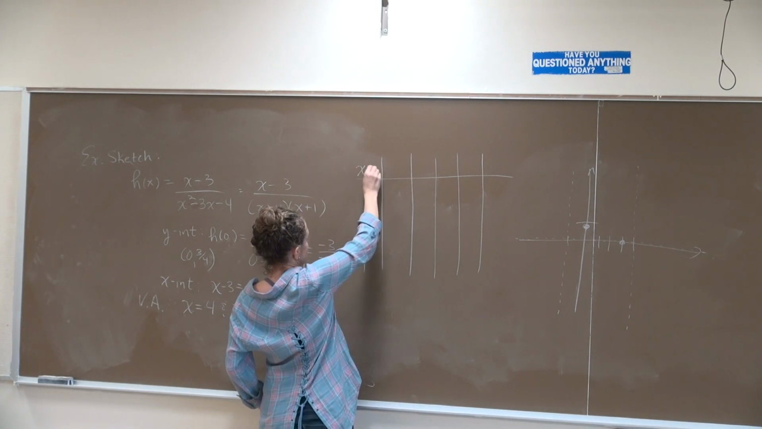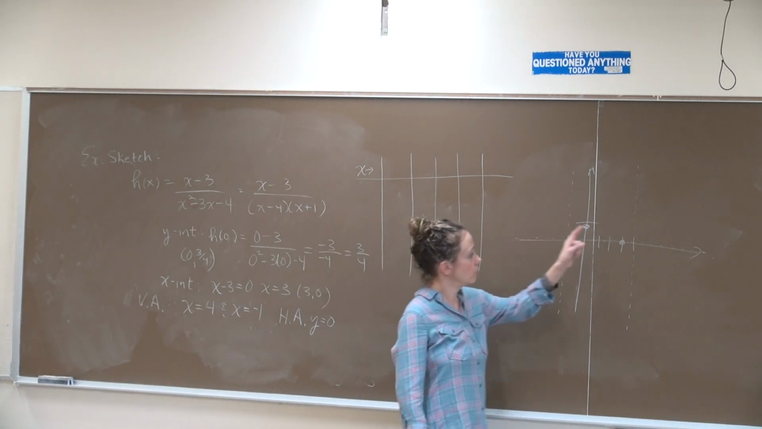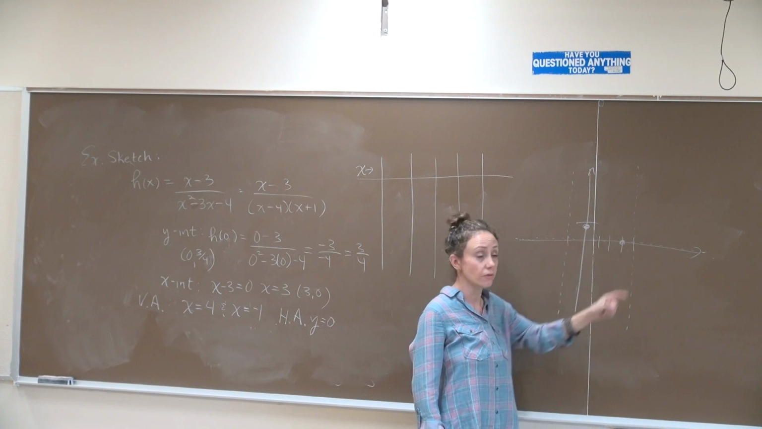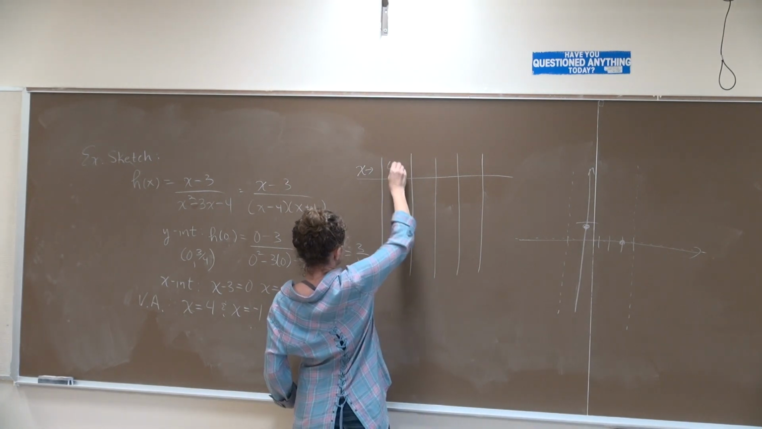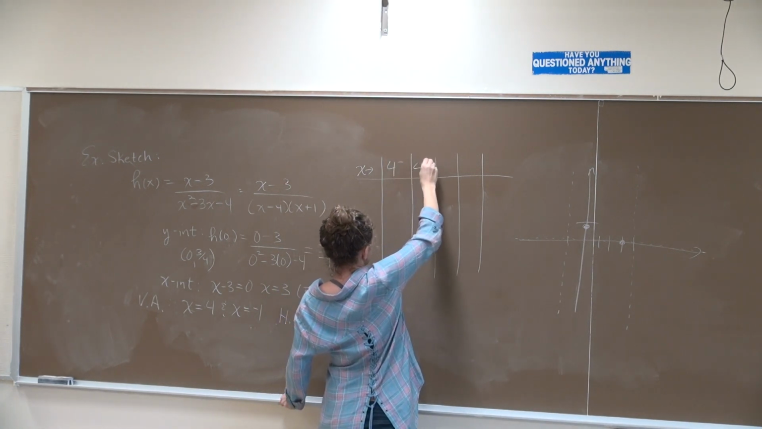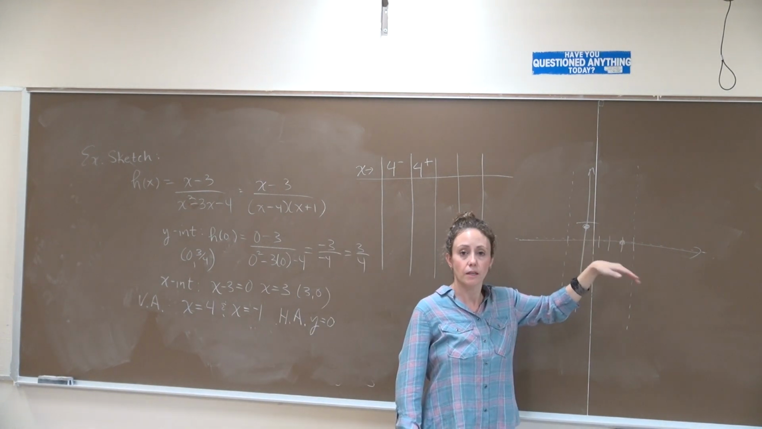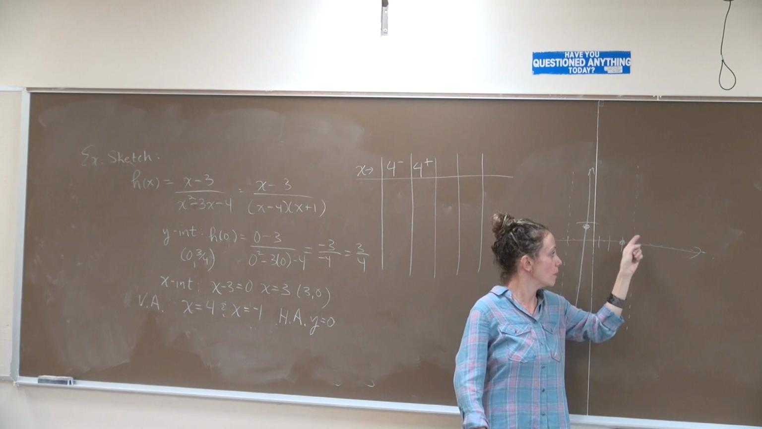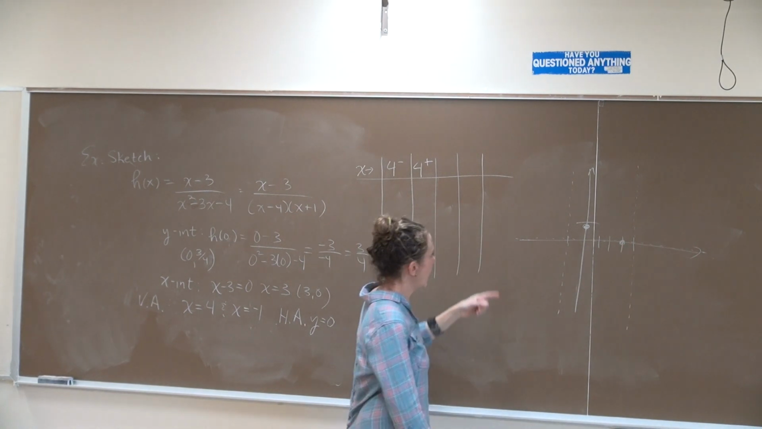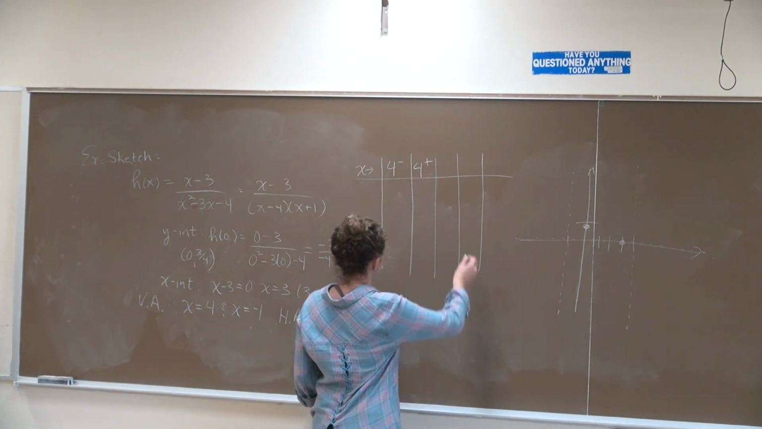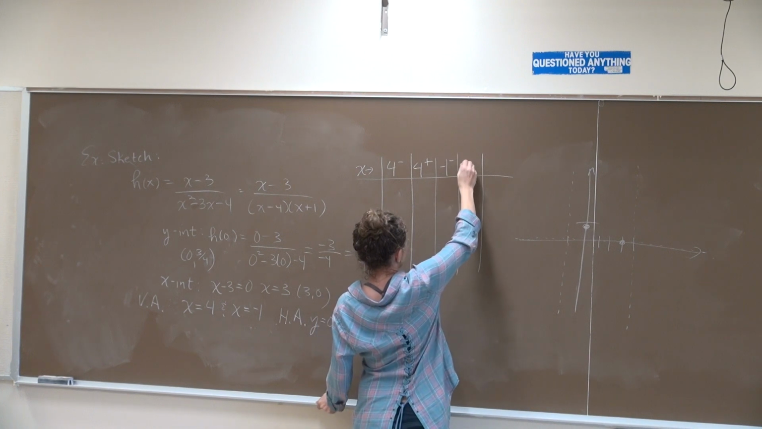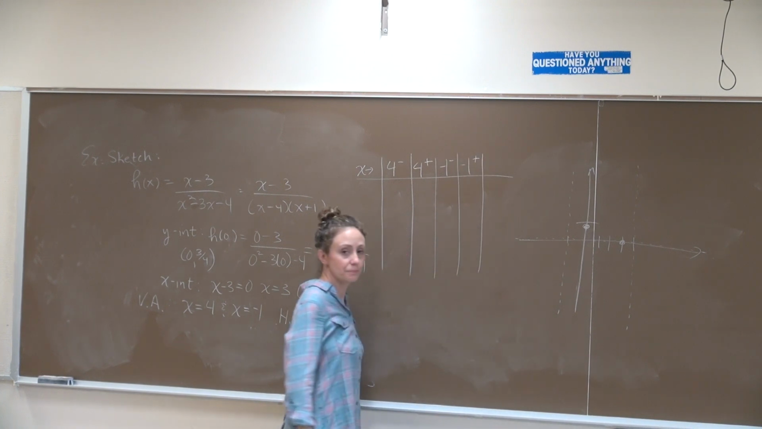So let's do this. Now remember, I'm approaching 4 from both directions. I'm going to approach 4 from the left and the right. So I'm going to say 4 minus, that's coming from the left. That's what happens as I get closer to here. And then 4 plus, which means when I'm coming from the right, what's it going to look like? And then we have a vertical asymptote at -1 also. So we're going to do -1 from the left and -1 from the right.